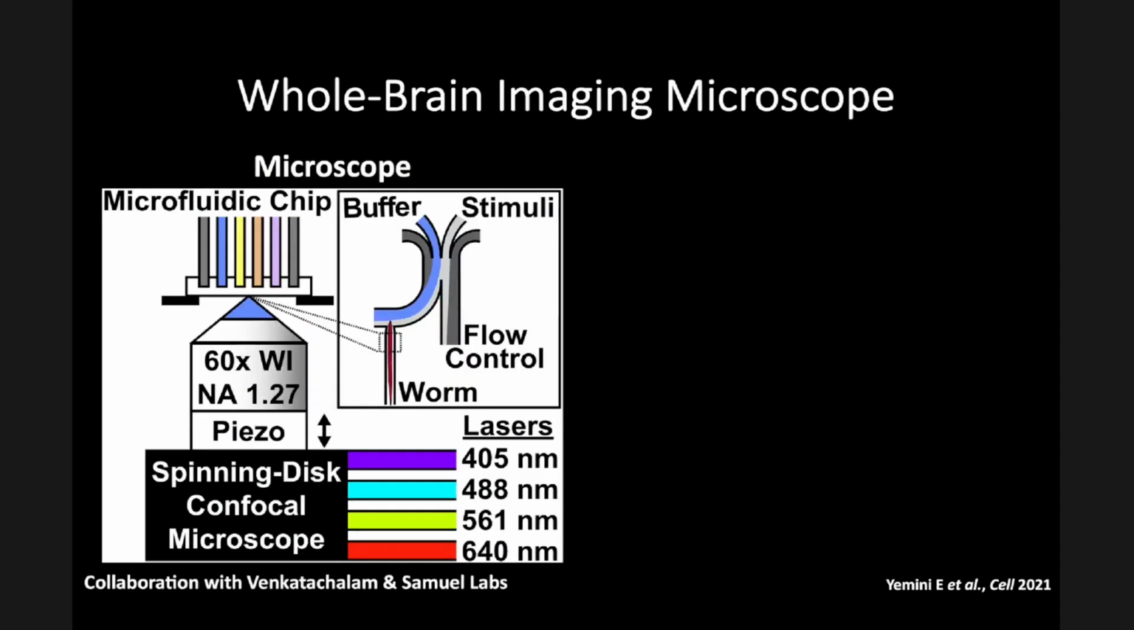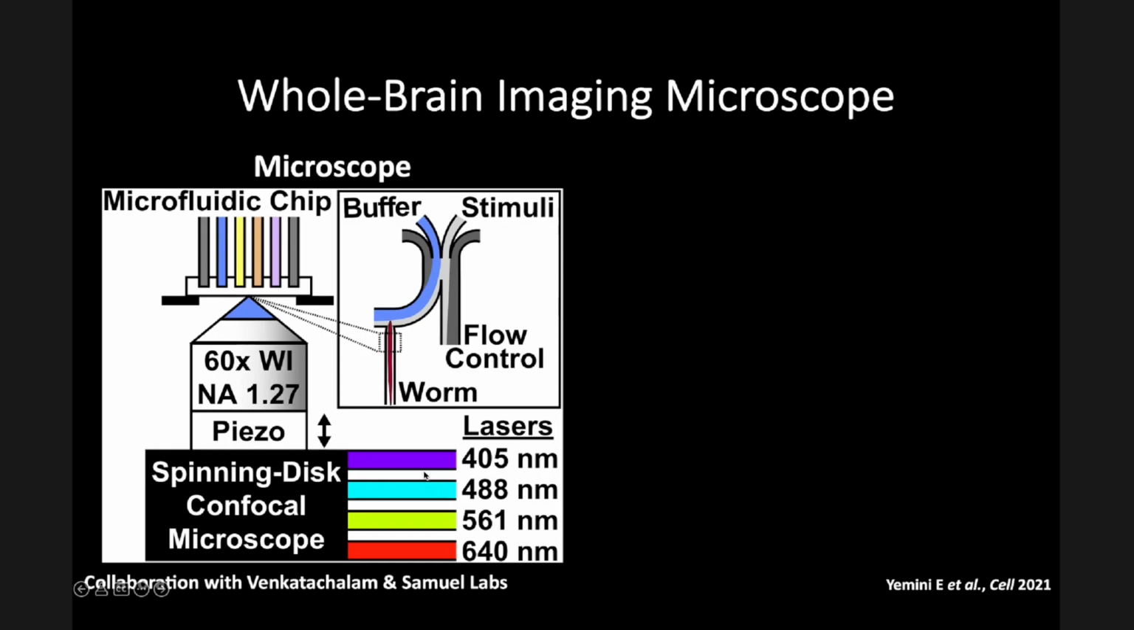We built a special scope for imaging these worms' heads and tails. Basically, we have an objective. The worm is stuck here in a microfluidic device. We have stimuli and buffer flowing by its nose, and we can give these different stimuli. We put the objective either over the head of the worm, and thus can tell what the neurons are doing in the head, or over its tail.